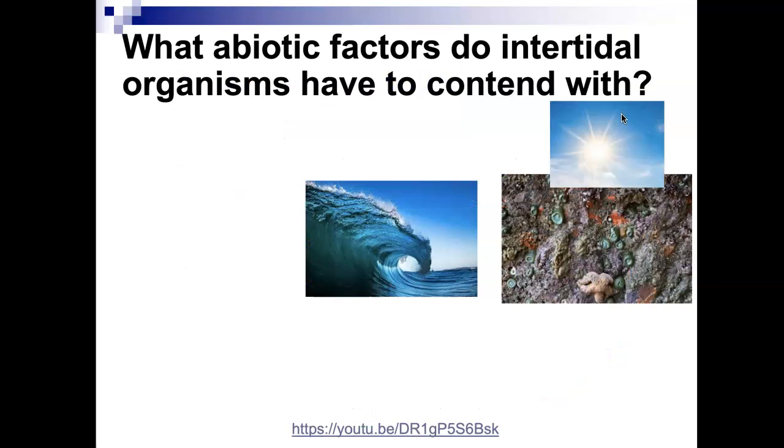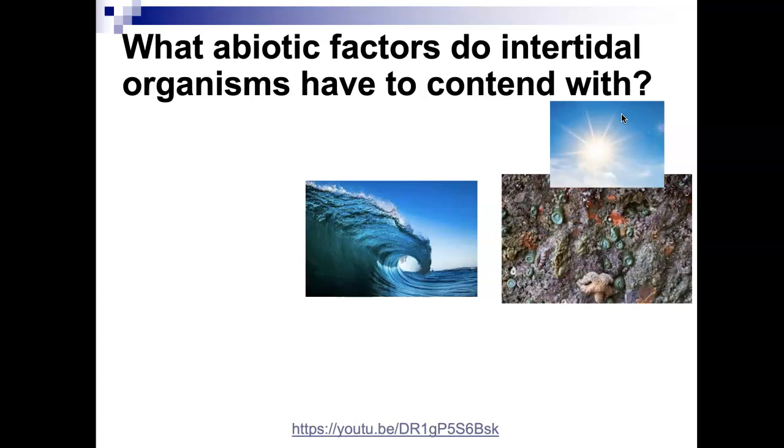So what we're going to really focus on is some community interactions and the ecosystem. We're going to talk about things at the community and the ecosystem level for our intertidal communities. And so one of the important things is some of the abiotic factors that intertidal organisms have to contend with.